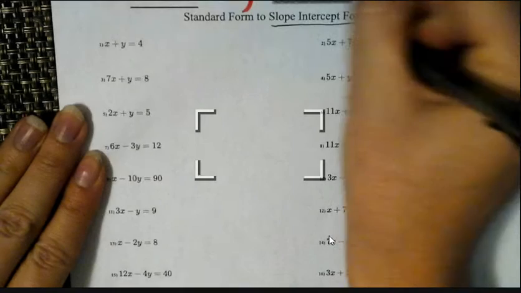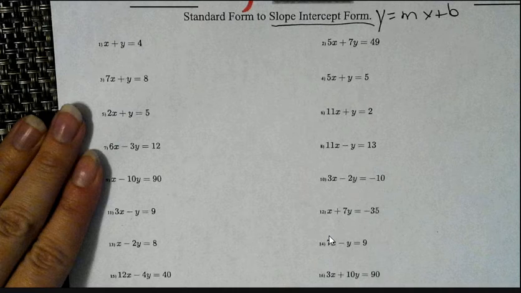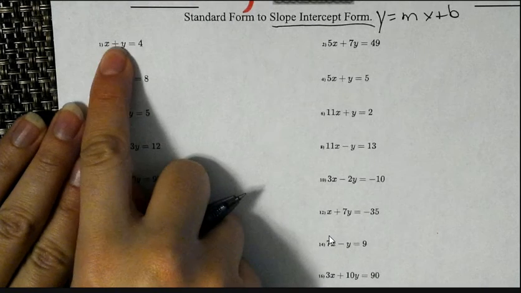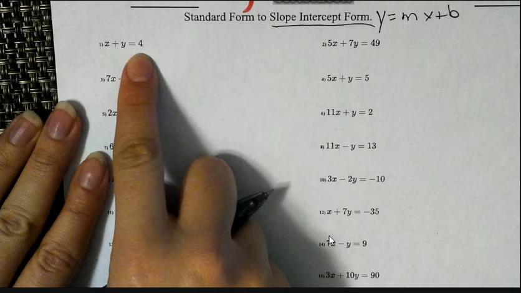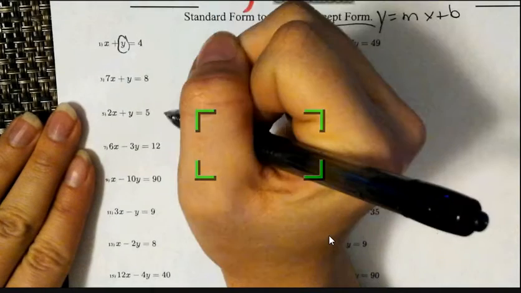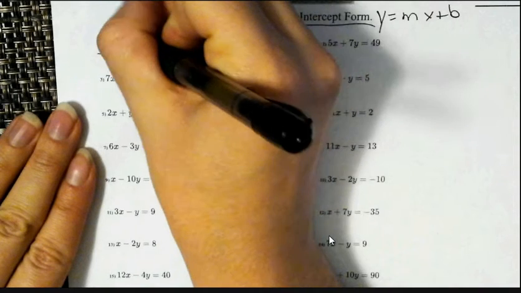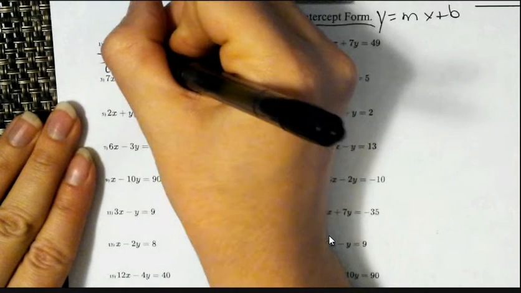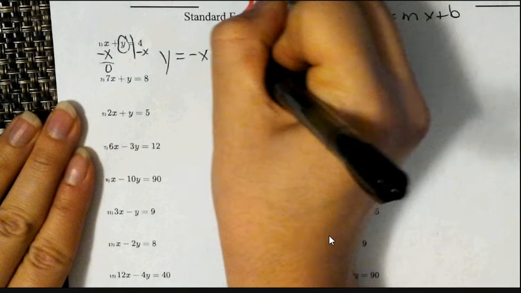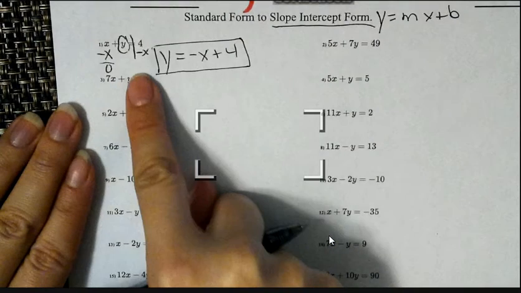Today, for your first fluency, you're going from standard form, which looks like all of these equations, to slope-intercept form, y equals mx plus b. For number 1, I have x plus y equals 4. My goal is to isolate the y right here. So I want to subtract x from both sides. X minus x is 0, and I'm left with positive y equals negative x plus 4. The y is by itself, it's positive, we're good to go.